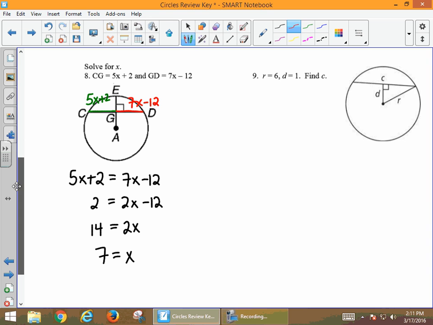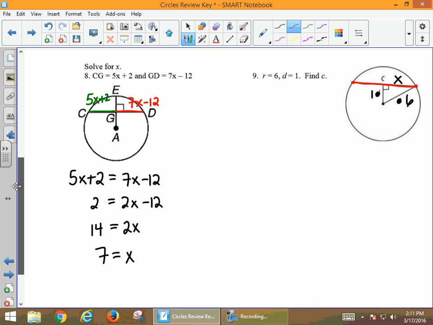Question number 9 wants us to find C. Now, C is this whole distance. So what I'm going to do is find half of C first. I'm going to call this x. I'm going to find x first, and then I'll double x to get C. It tells me that D, this distance right here, is 1. I'll put a 1 there. And it says that R, this distance over here, is 6. So I'll put a 6 there.